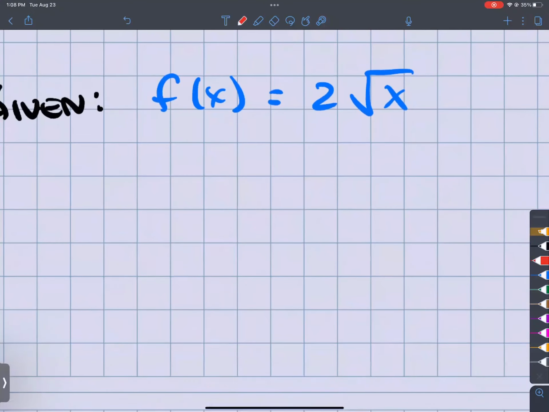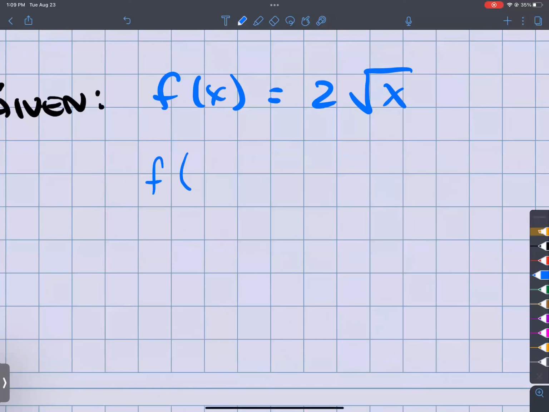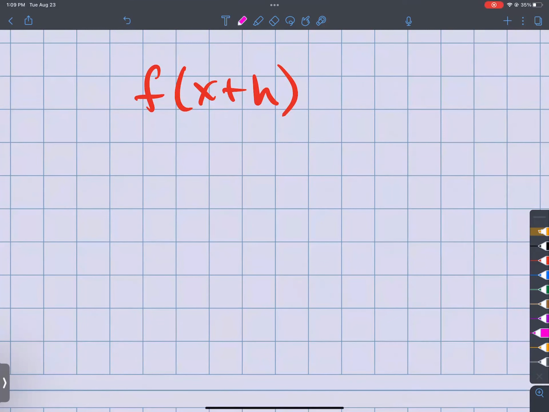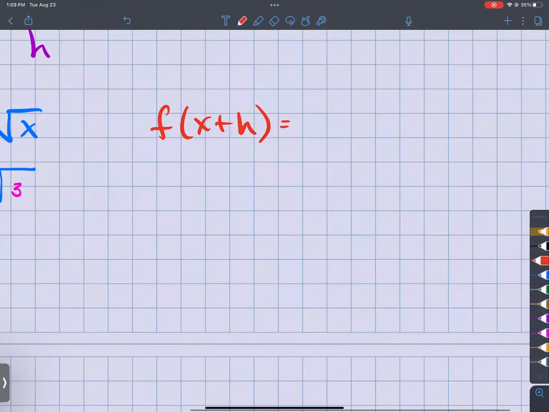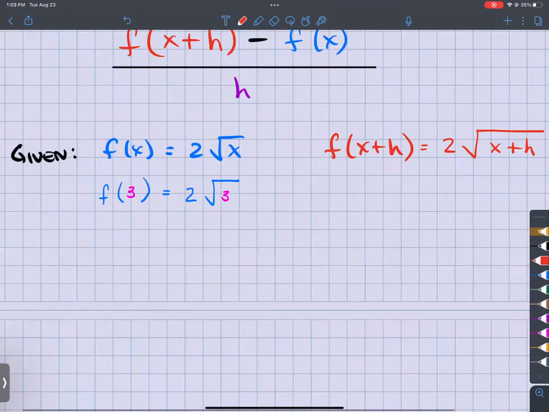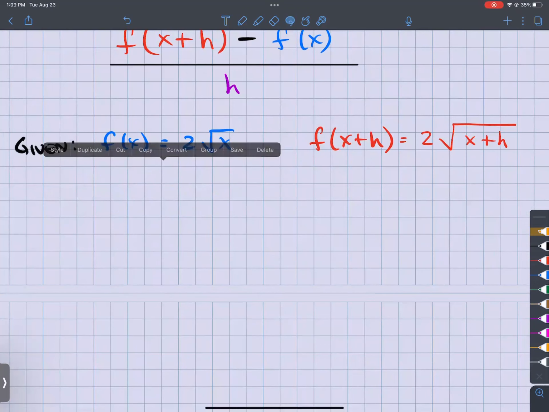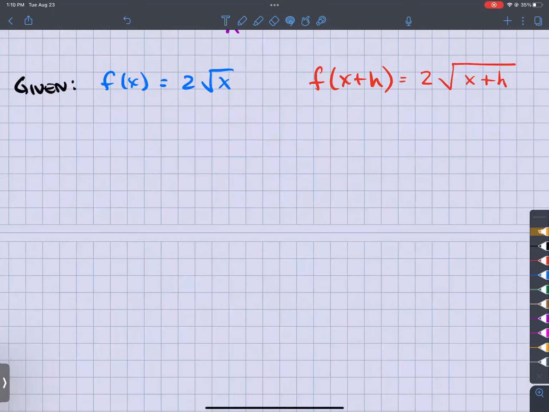All right, let me ask you guys this. If I ask you to find f of 3, what would that equal? Wherever the x is, you will replace it with 3. Is that right? Okay. So how will we find f of x plus h? Wherever the x is, I'm going to replace it with x plus h, right? Because that's all we did here. Wherever x is, we just replace it with 3. So we'll do the same thing here. So this is just going to be 2 square root of x plus h. Ta-da. That's typically the part that makes me laugh, because it's really that simple and you're like, no, it can't be, but it is.